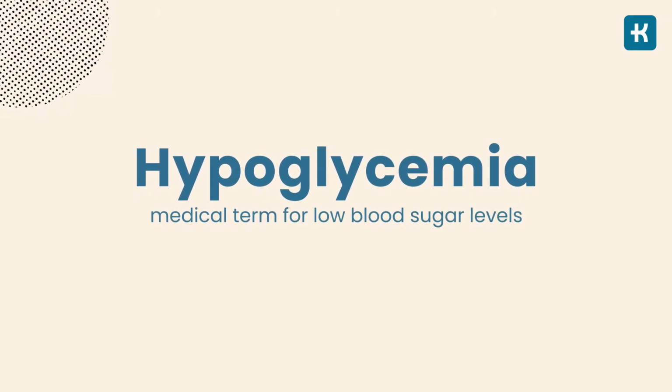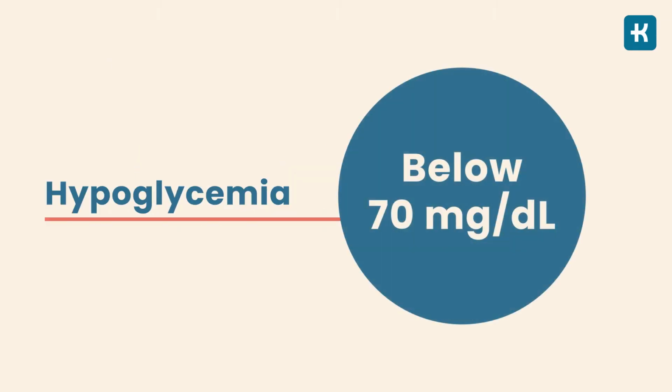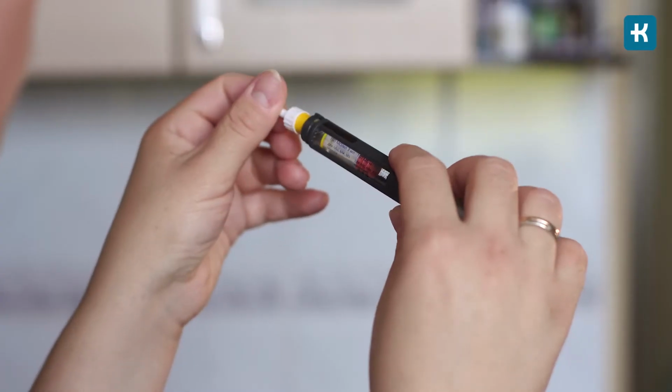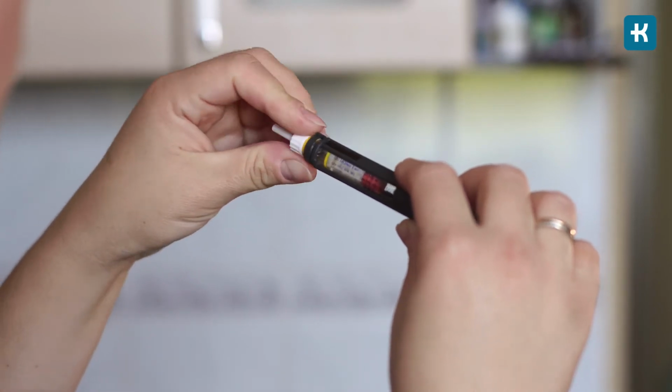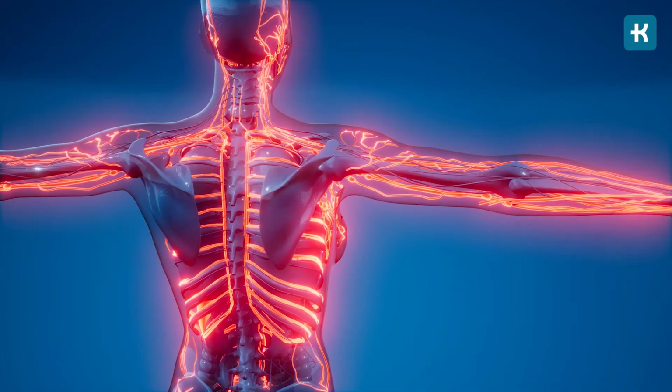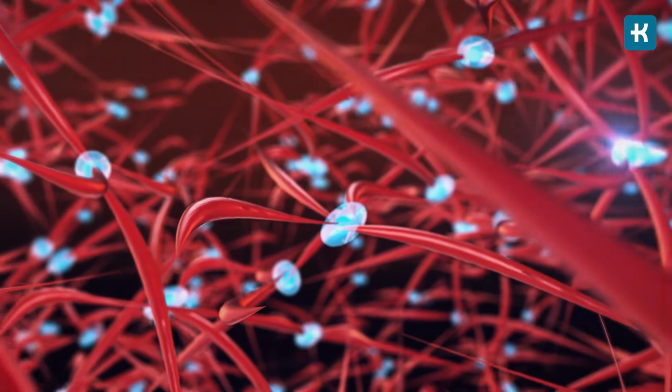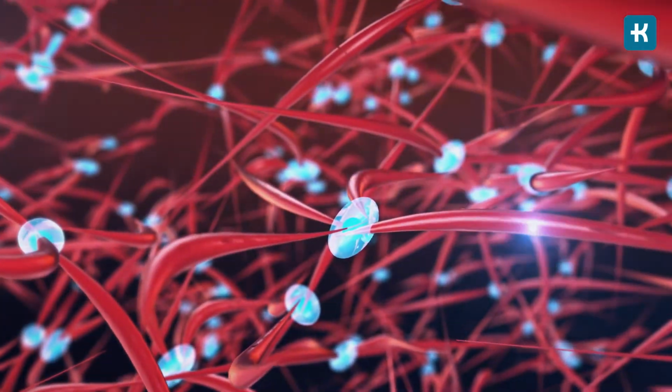Okay, now let's talk about hypoglycemia, the medical term for low blood sugar levels. Hypoglycemia is defined as having blood sugar levels below 70 milligrams per deciliter. It can occur in people with diabetes if they take too much insulin or they don't eat enough carbs. This too is a serious condition since glucose is the primary source of fuel for many cells in the body, including those in the brain.